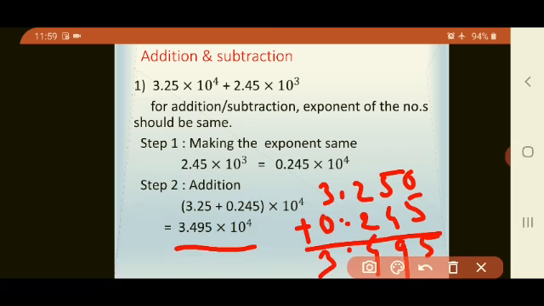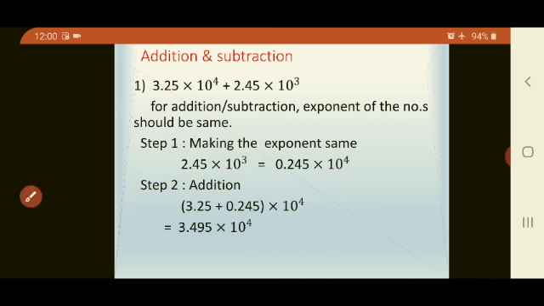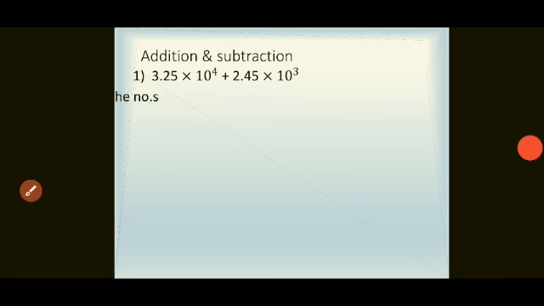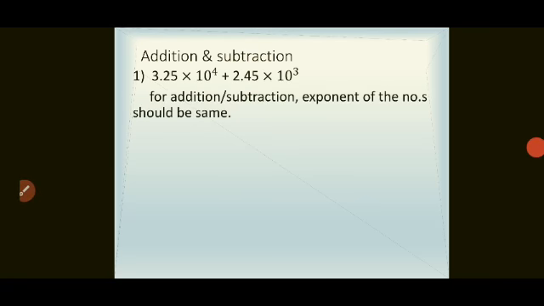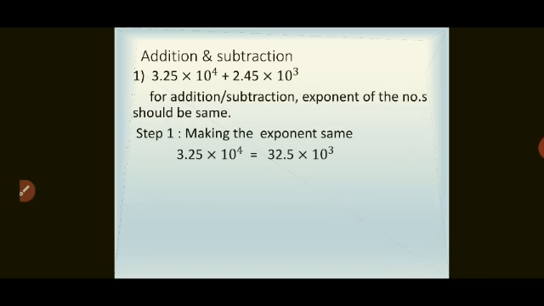I hope you understand the addition. Yes, the same addition can be done by changing the power of the first number, 3.25 into 10 to the power 4, making it 3. So there is another way, it is shown in this. Again the same rule, making the exponent same. 3.25 into 10 to the power 4 is converted into 10 to the power 3.